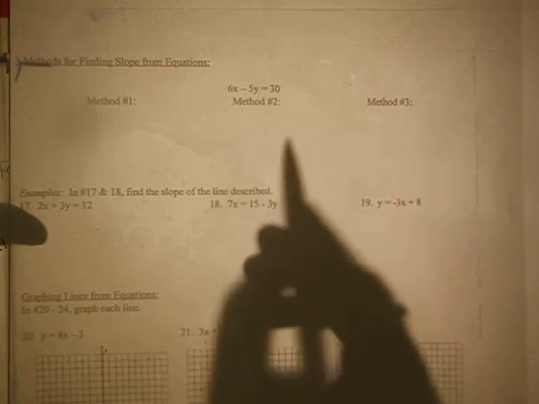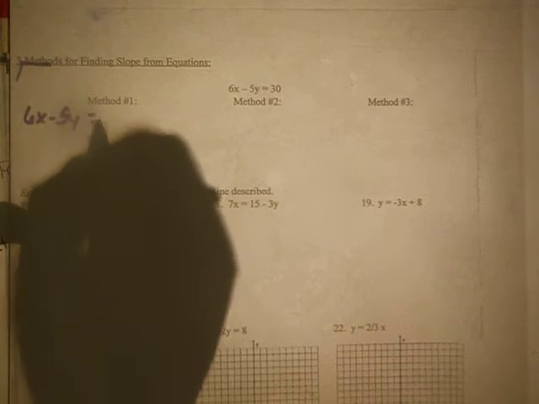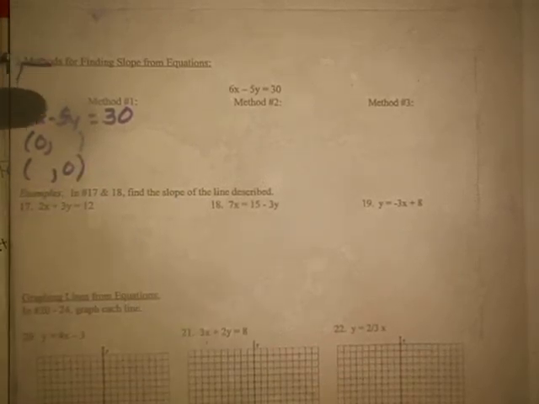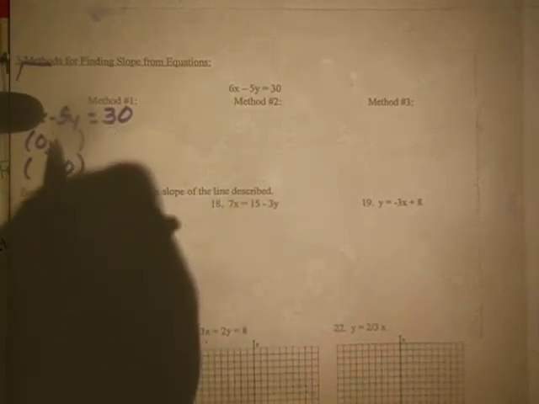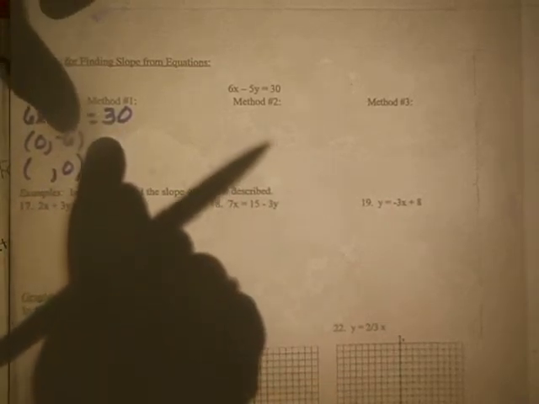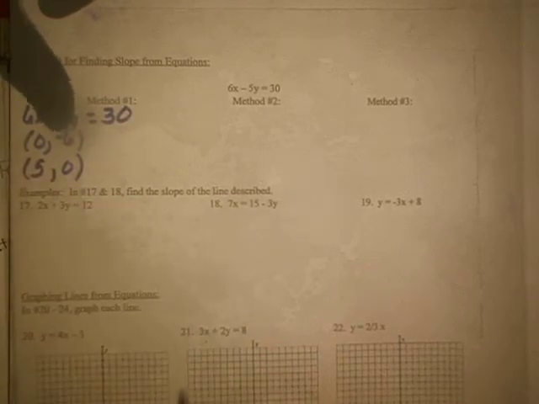There are three methods for finding slope from equations. This equation up here, 6x minus 5y equals 30, is in standard form. And when we started standard form, the first thing we did is found the intercepts, the x-intercept and the y-intercept. If x equaled 0, we did 30 divided by negative 5, and the y would be negative 6. And if y equals 0, 30 divided by 6 is 5.